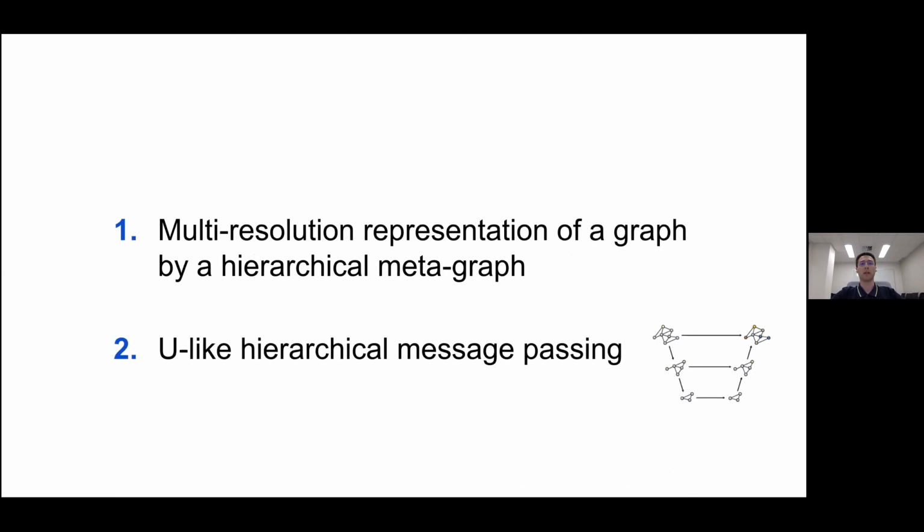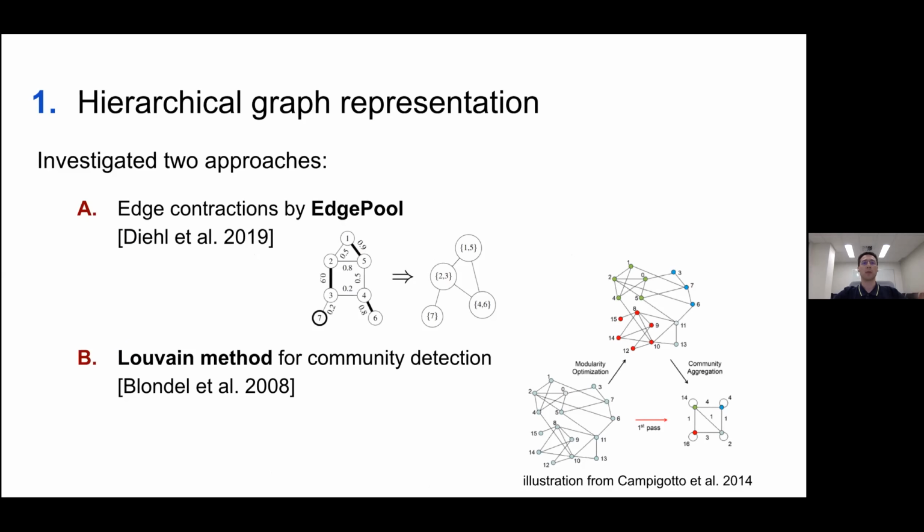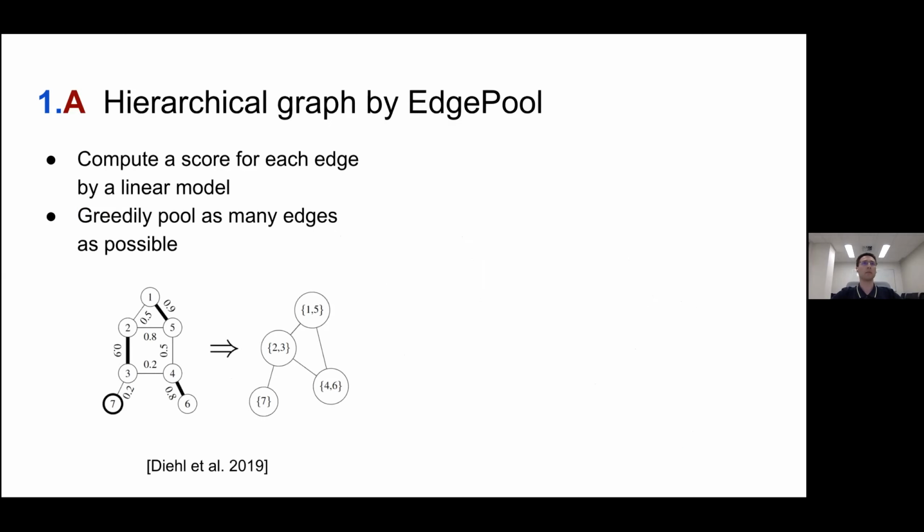And we explore two ways to create the hierarchy. One is based on edge pooling, and the other is based on the Louvain method for community detection. The Louvain method is a fixed, unlearned, non-differentiable way of creating the hierarchy, while the edge pool is differentiable and learned with the remainder of the model.